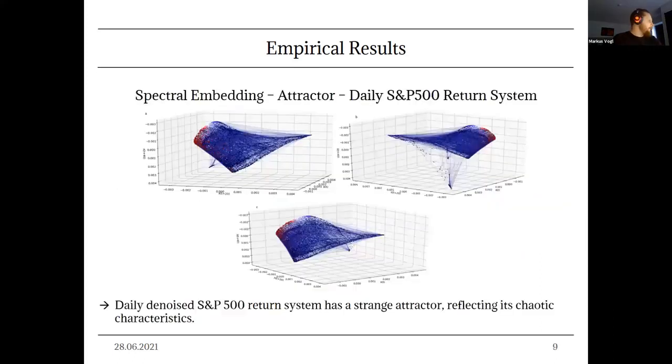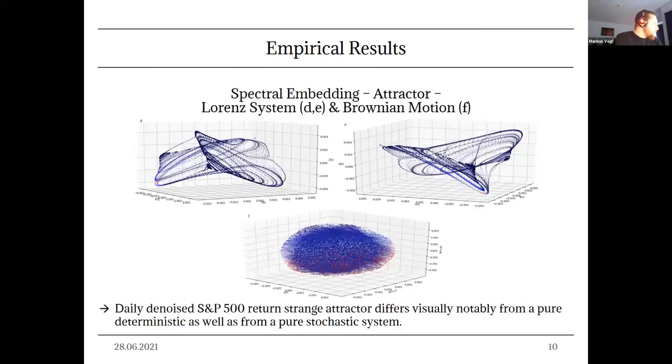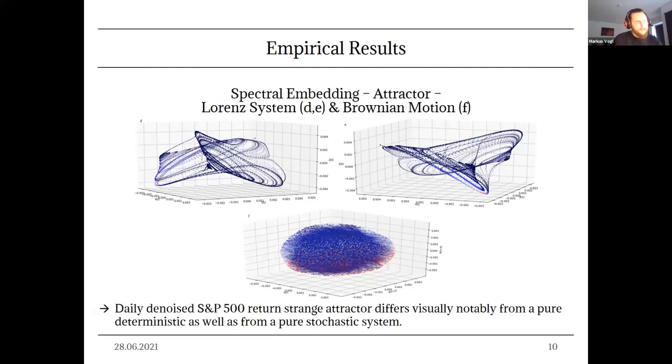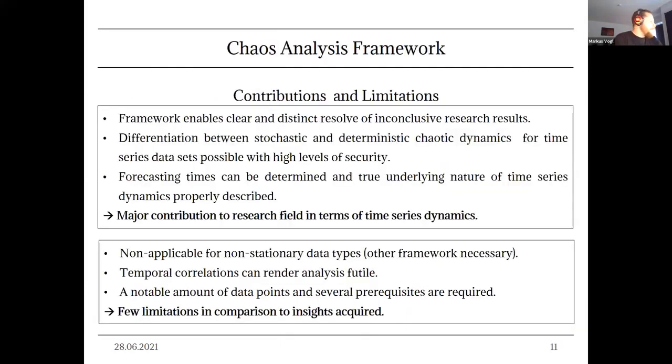Since it's all a little bit cryptic for those who are not into nonlinear dynamics, here we can see the strange attractor of the system, and we compare it to a Brownian motion, which is the lower picture, and the Lorenz system, where we can see it may be a mixture of both, but we can quantify it successfully using the recurrence quantification analysis.